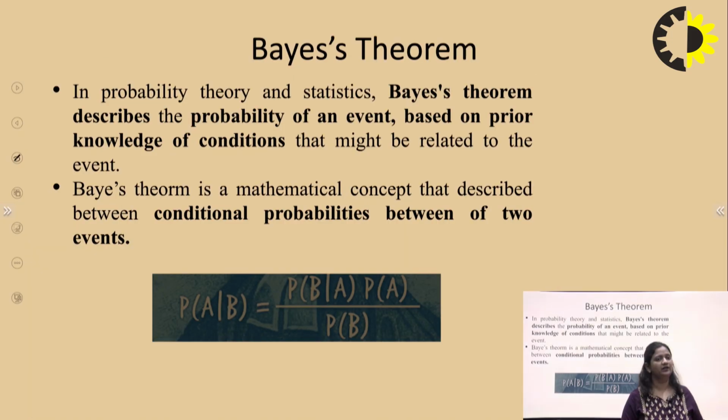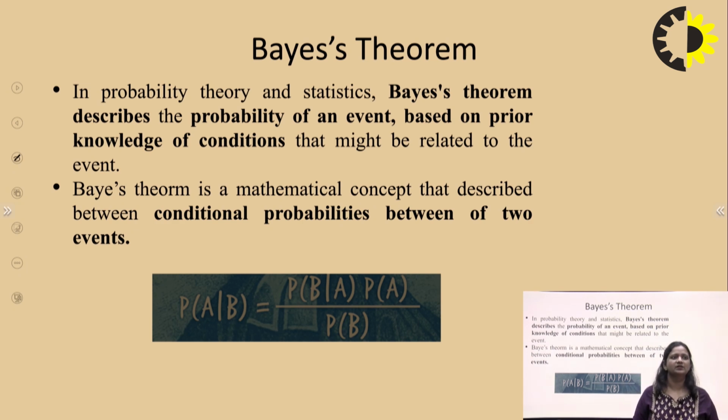Now we are discussing Bayes theorem. In probability theory and statistics, Bayes theorem describes the probability of an event based on the prior knowledge of conditions that might be related to the event. Means Bayes theorem describes the probability of an event based on prior knowledge of conditions, meaning what has happened in the past or what is going on. The probability of the event happening depends upon the prior knowledge of conditions.